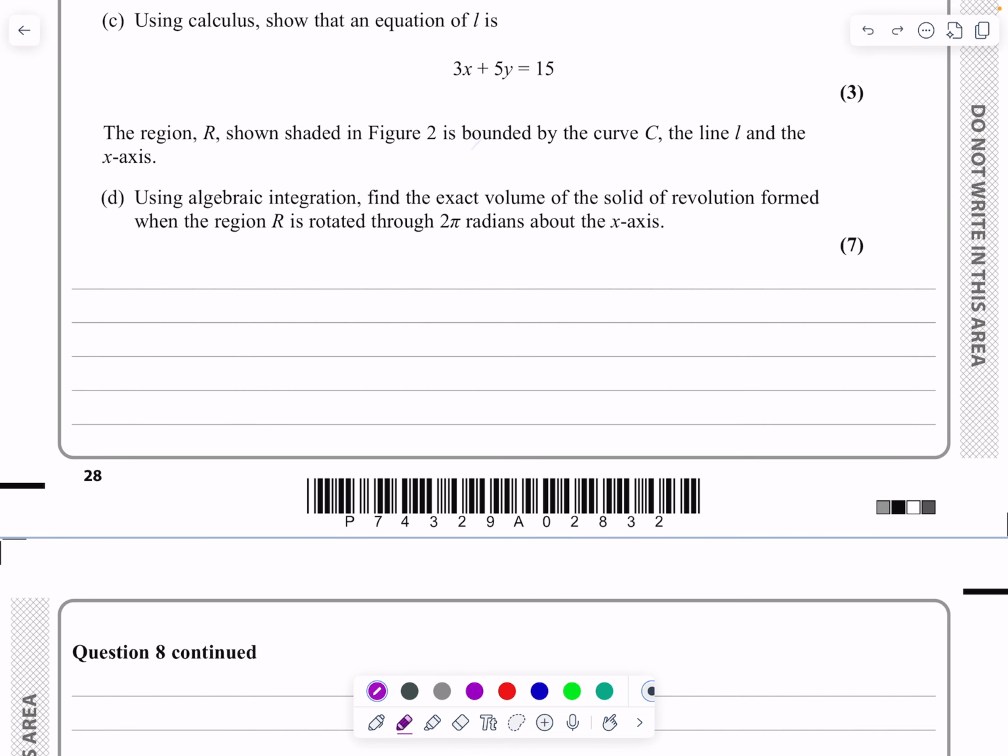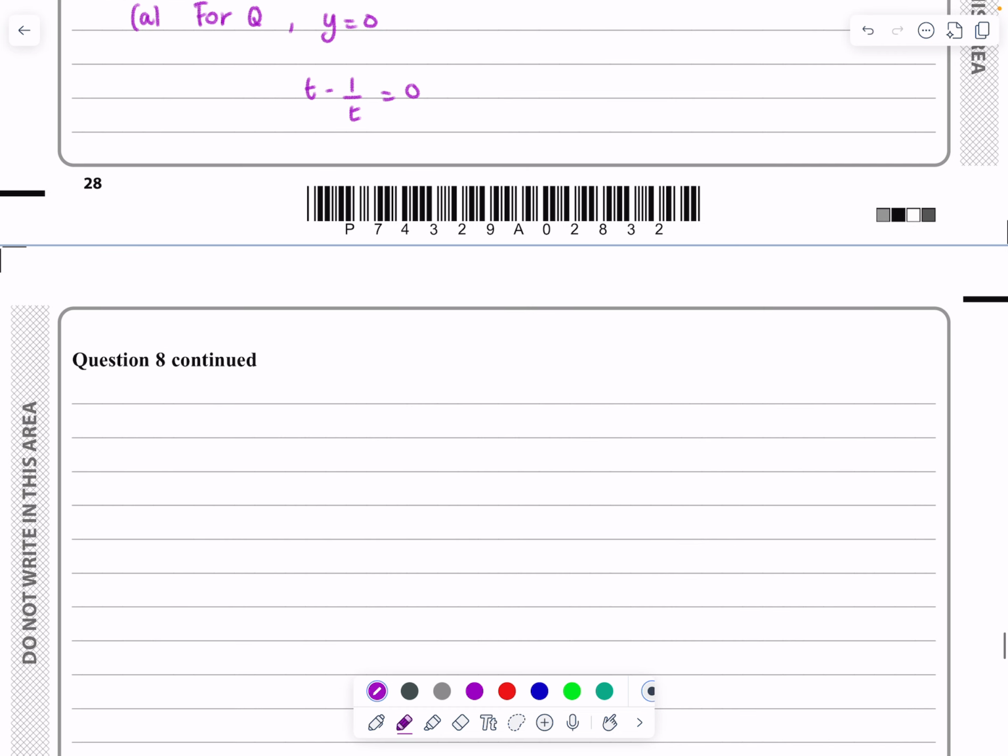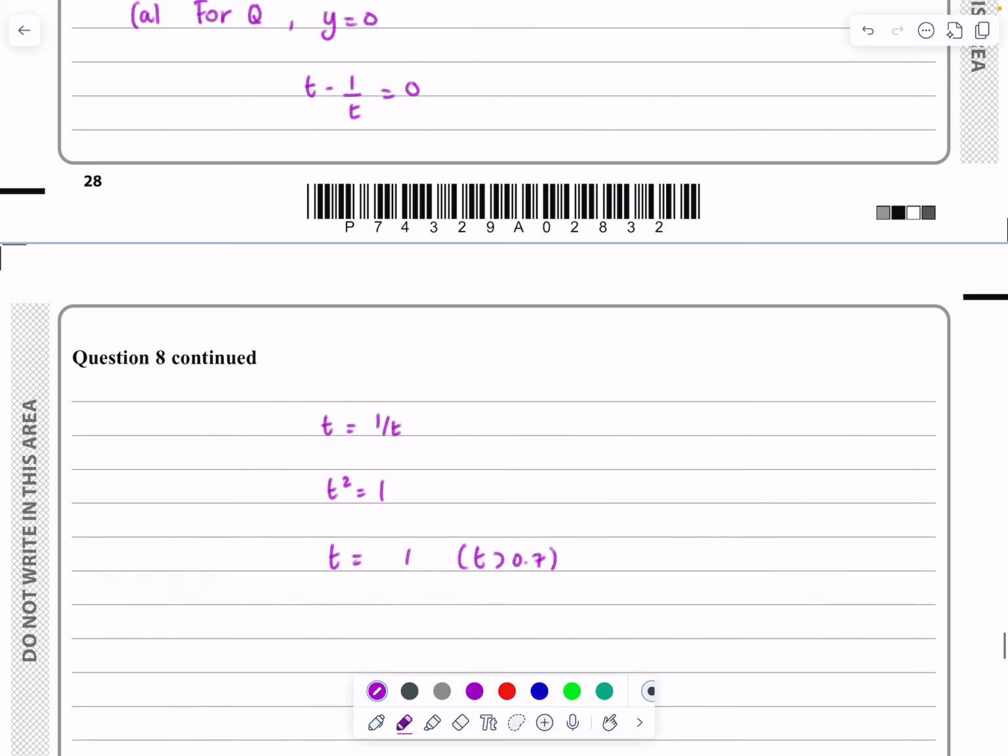This is really straightforward. For part A then, for Q, that's going to be where it hits the x-axis, so y is going to be equal to 0. So y, which was t minus 1 over t, is equal to 0. So I just need to solve that. I'm going to get t equals 1 over t, which in other words means that t squared is equal to 1. So t will be plus or minus 1, but we just said that t was greater than 0.7, so t is not minus 1.